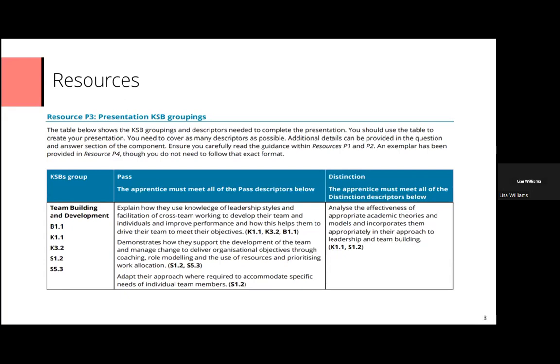Now, this is just a screenshot of one section, and within the documentation, it will provide information around all components within the presentation and also within the professional discussion. These resources are really important and should be utilised to support the apprentice in preparing for their endpoint assessment. Within the resources section, there are a range of documents that can be accessed, including the EPA, which is where the screenshot is taken from, as well as other resources such as a frequently asked questions, the declarations that need to be submitted, and other aspects such as a checklist, which I will show you on my next screen.